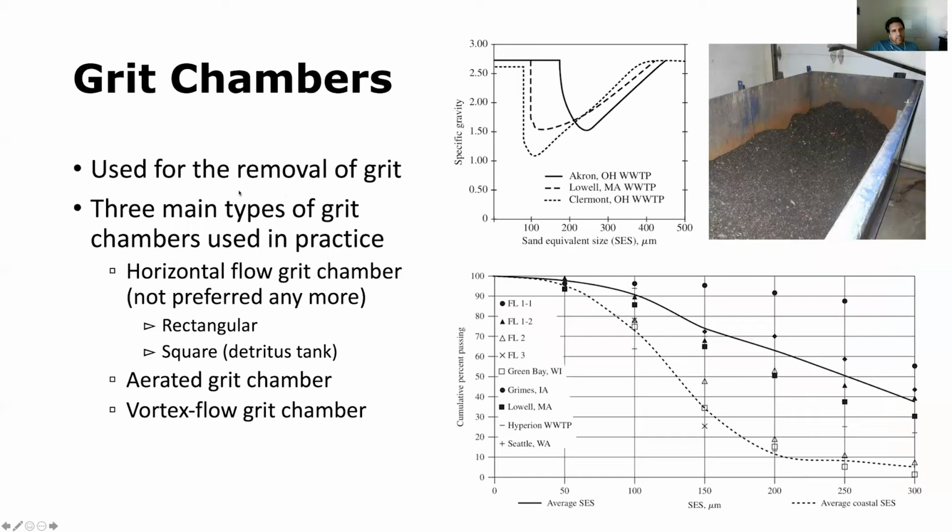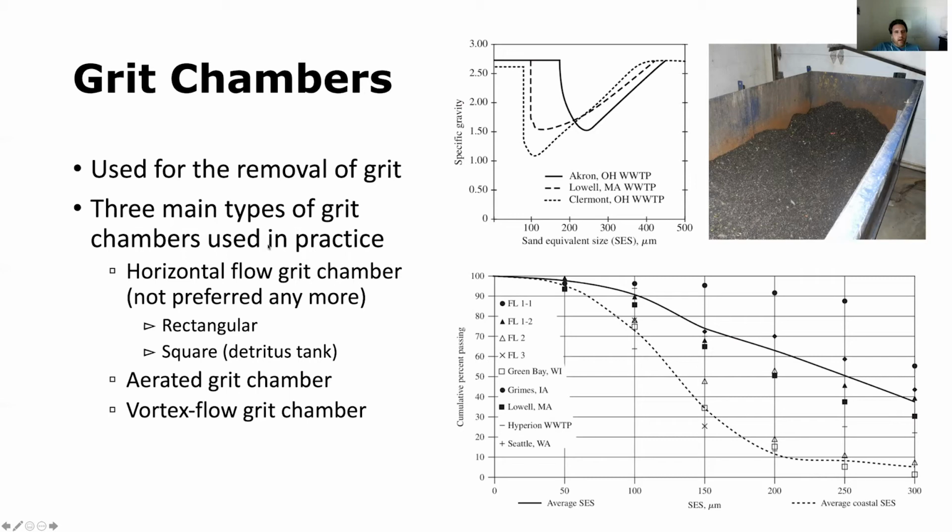All right, so grit chambers are used again for the removal of grit. The three types of grit chambers used in practice are the horizontal flow grit chamber, which is not really preferred anymore in newer systems, but historically has been used for grit chambers. It's a rectangular system, or in some cases, a square system. Less efficient than some of the newer designs like the aerated grit chamber and the vortex flow grit chamber.